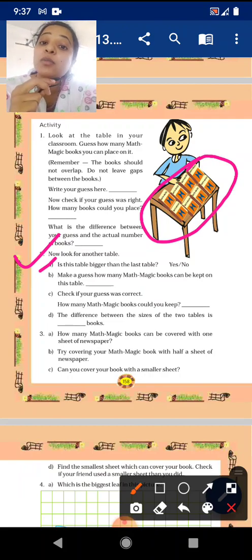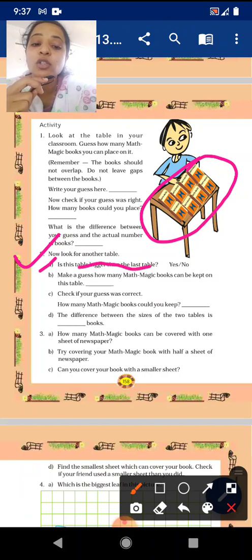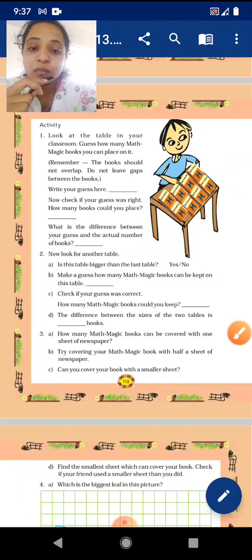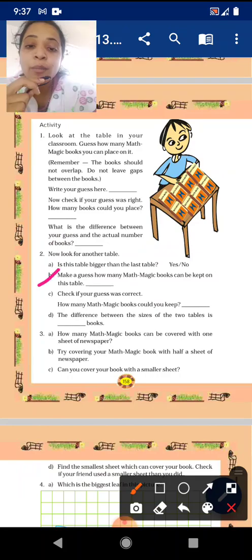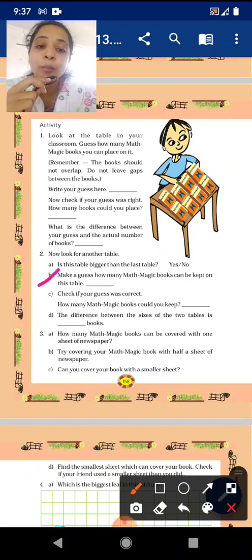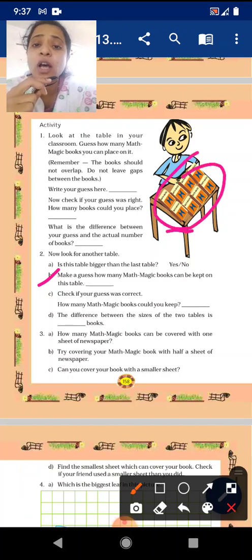While placing these books on the other table, you will come to know whether it's big or small. Okay, now number 2, make a guess how many maths magic books can be kept on this table. It's just a guess of how many maths magic notebooks you can place on a table. It could be 8. If you have a small table, then it could be 6.